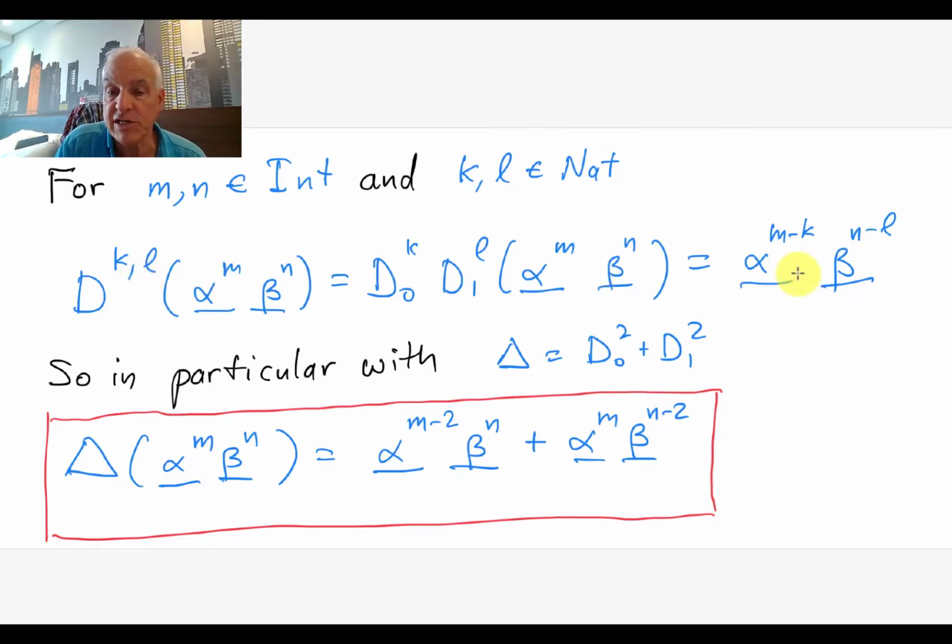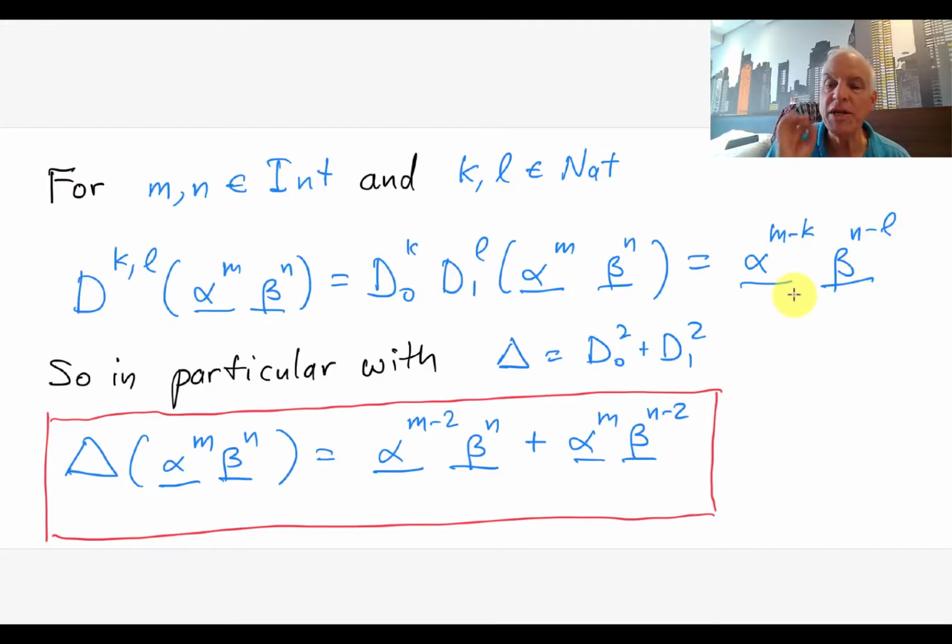And the result is just that, well, we're differentiating the alphas k times, so the m is going to go to m minus k. We're going to get alpha to the m minus k underscore. And the beta is being differentiated l times. We get beta to the n minus l underscore. And there's no need for any particular statement about special cases.